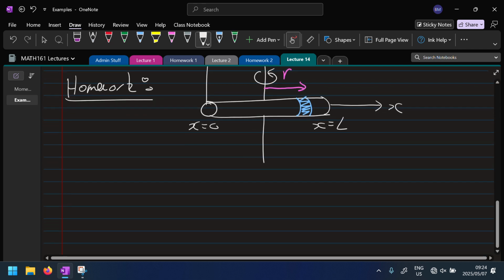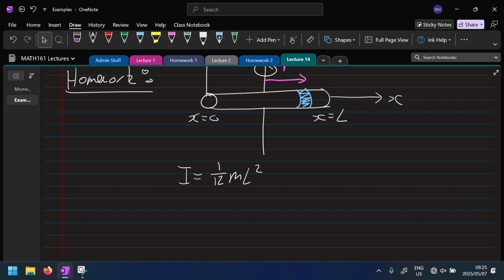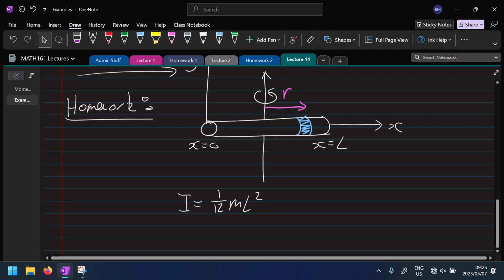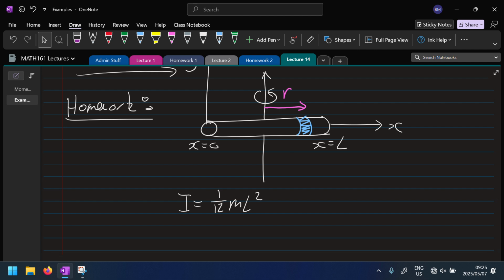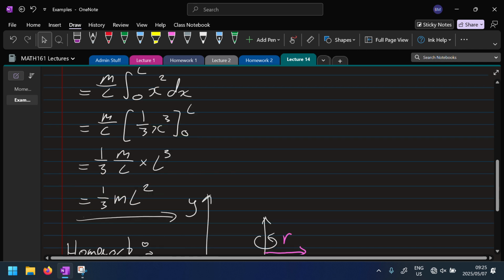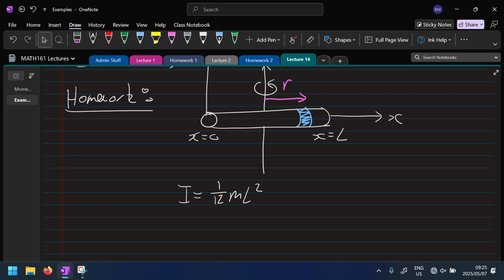Yep. And then you should get I is equal to 1 over 12 ml squared. Okay, so in the previous one, it was 1/3 ml squared. In this one, it is 1/12. And now from this, we can actually compare which one is more difficult to rotate. Remember the question right at the beginning, how difficult is it to rotate an object around an axis? In the first case, we got 1/3 in front. In the second case, we've got 1 over 12. Which one's easier? 1 over 12. That one's easier.